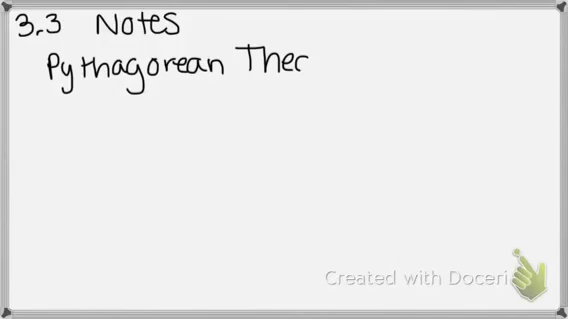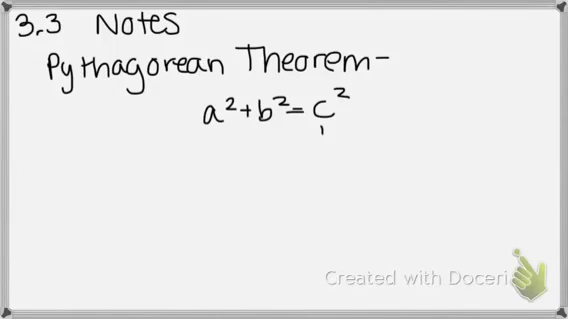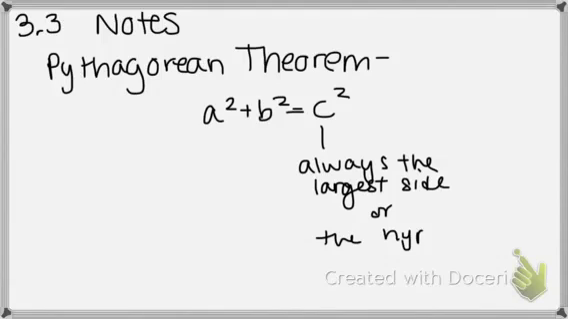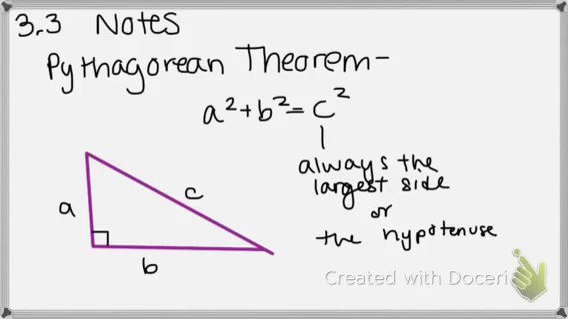So we've seen this before, and I know we touched on it yesterday, but our Pythagorean theorem is a squared plus b squared equals c squared. What's important to know is that c squared is always the hypotenuse. The hypotenuse is the longest side, or the largest side, of your right triangle. The way I identify my hypotenuse is I draw an arrow across from my right angle, and that's going to be my hypotenuse every single time.